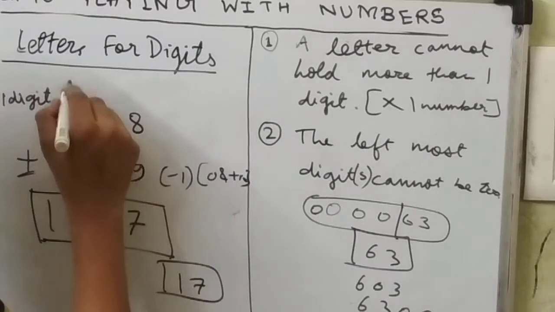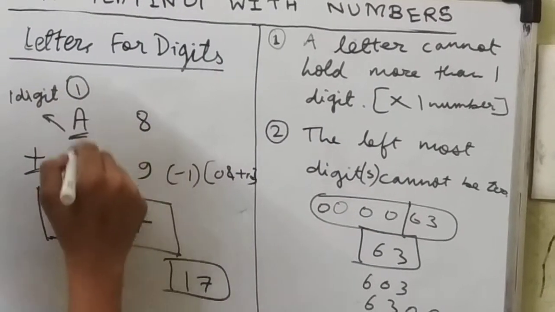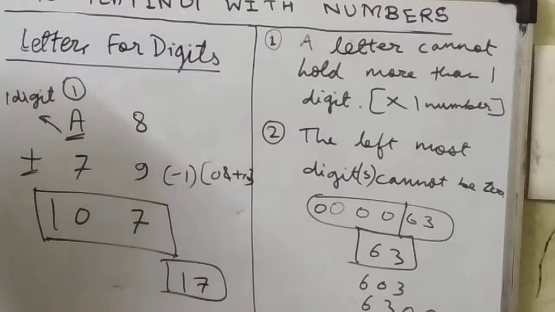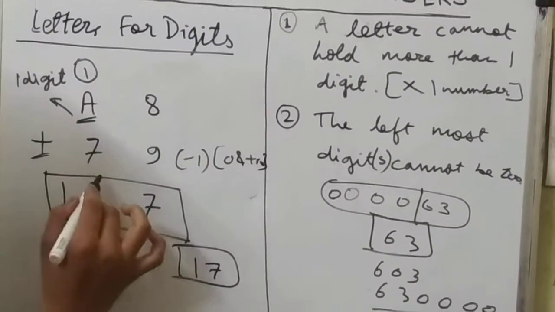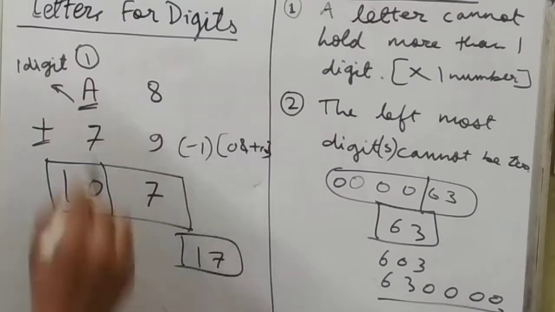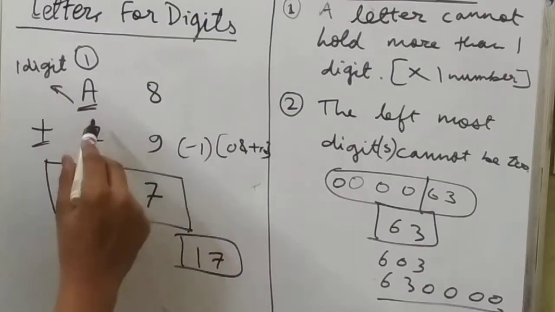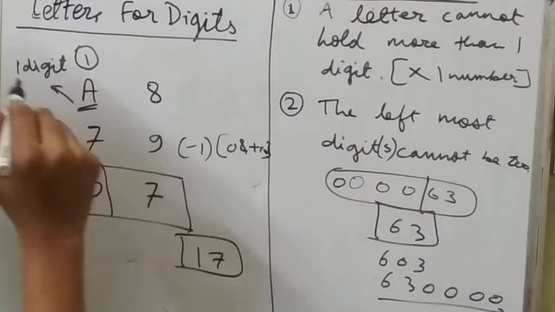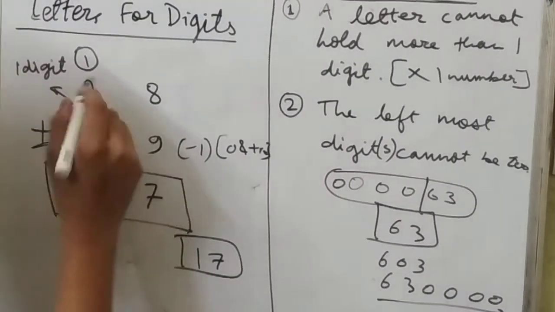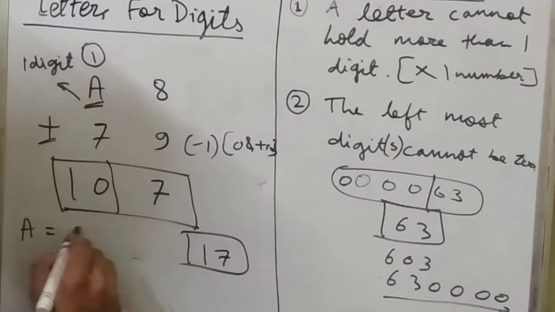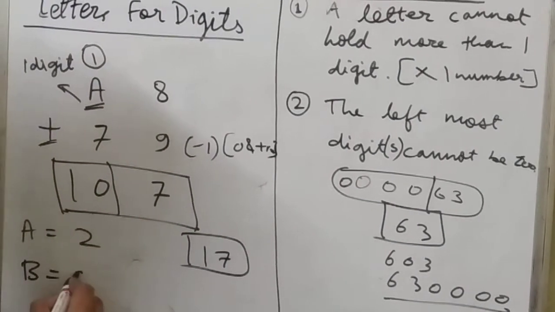Now 8 plus 9 is 17, 1 carry. Now A plus 1 plus 7 is equal to 10. Why 10? Because there is no digit on this side, so you will consider this whole number. Now 1 plus 7 is what? 8. Now which number should be added to 8 to get 10? It is 2. So our value of A is 2. B is 9.